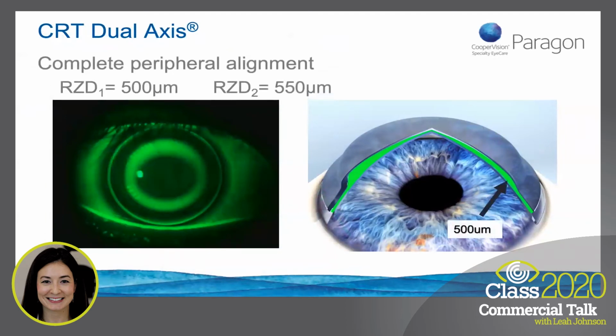So in the horizontal meridian, we have an RZD of 500 microns. And then in the vertical meridian, we actually increase the secondary RZD2 by 50 microns for an RZD2 of 550, and that's how we're going to achieve that nice 360-degree alignment.